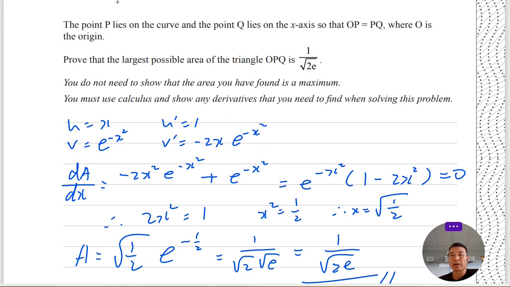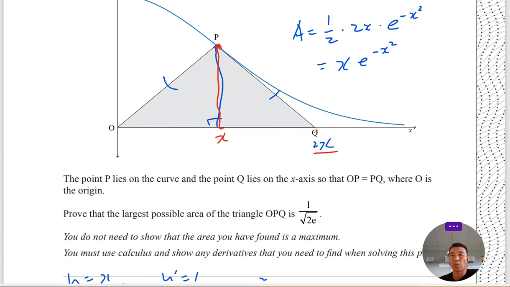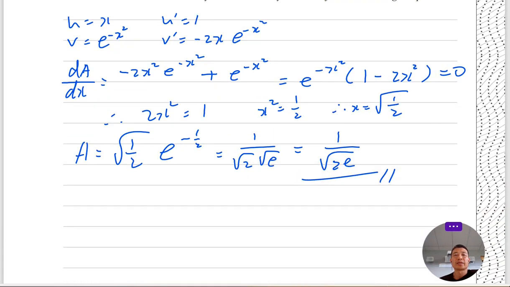So what I did is I just plug square root of half into this formula I made. So square root of half times e to the power of negative half, which means 1 over, because this is square root of 1, which is 1 over square root of 2, isn't it? So that's why it's 1 over square root of 2, and then e to the power of negative half is just square root of e down there. So which is just 1 over, you can combine them, isn't it? Square root of 2e. Finish the proof. All right.